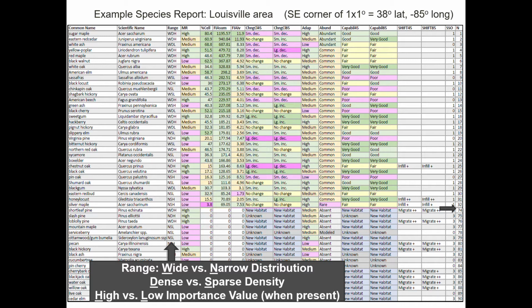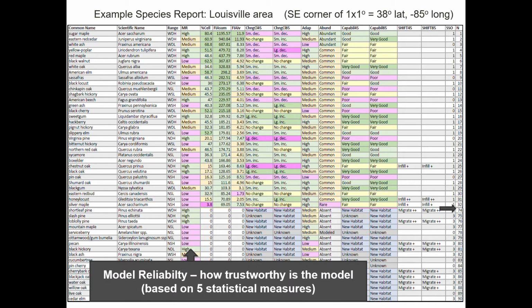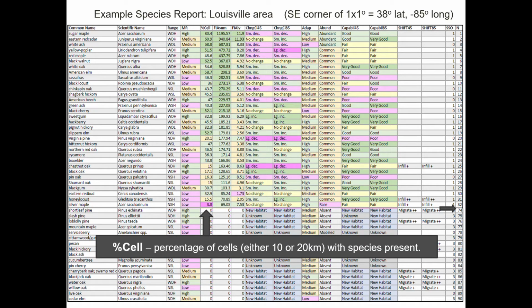So that gives you an idea of the species, how prevalent it is in the eastern or in the Louisville area. And then we have model reliability, which is how trustworthy the model is. We have various tools to assess that, 5 different statistical measures. Then we have the percent cell. That's the percentage of the cells within this 1 by 1 degree area in the Louisville area, either 10 by 10 or 20 by 20 kilometer cells, when the species is present. So that's basically an indication of how common the species is across the entire 1 by 1 degree area.